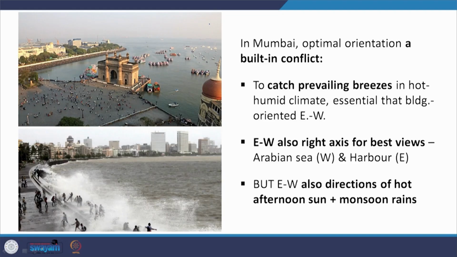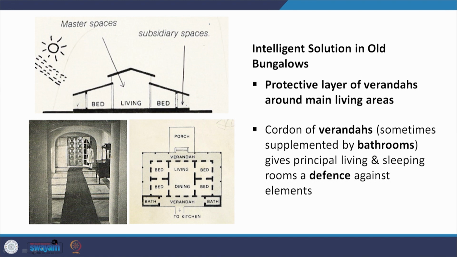But east-west is also the right axis for the best views from the Arabian Sea on the west side and the harbour on the east side. But east-west is also the direction for the hot afternoon sun and the lashing monsoon rains of Mumbai. What is the intelligent solution?